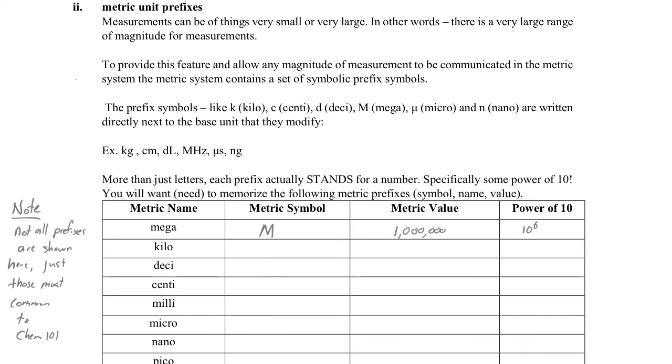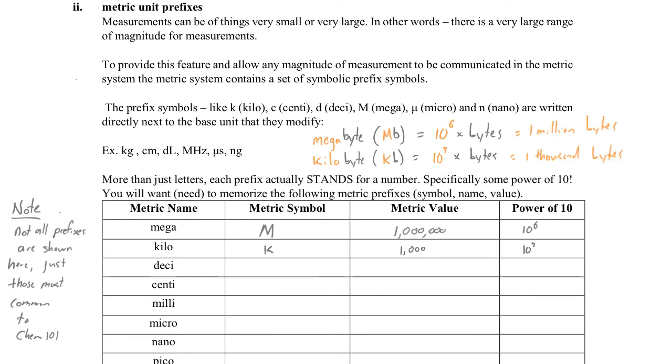The metric name kilo has the metric symbol of lowercase k, which stands for 1,000, or 10 to the third power. So if we had a megabyte, we would have 1 million bytes, but if we had a kilobyte, we would have 1,000 bytes. Next on our list is the metric name deci, which has the metric symbol lowercase d, and deci stands for 1/10.